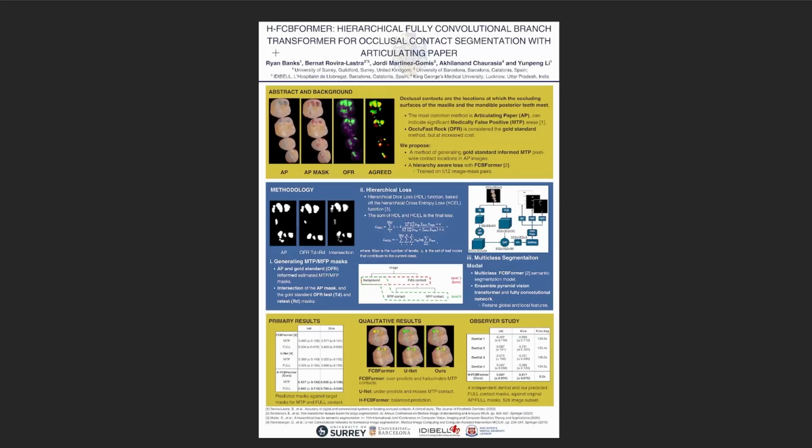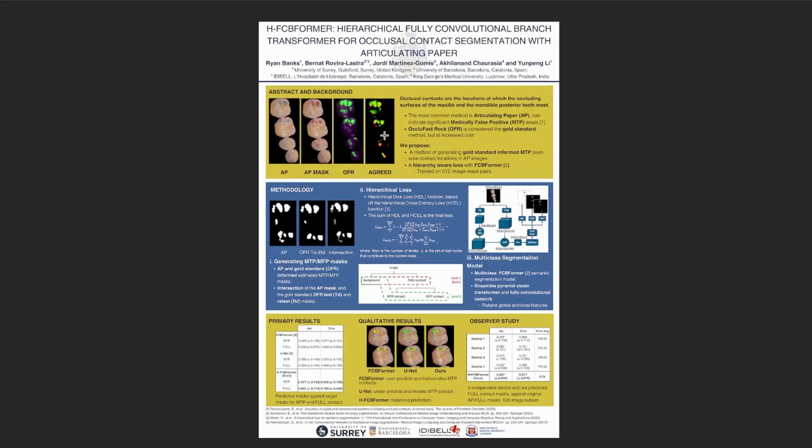Now here we can see a figure of articulating paper with its corresponding mask in red, the gold standard mask in green, and the agreed areas of both in yellow. The large green and red areas show the inaccuracy of articulating paper methods.